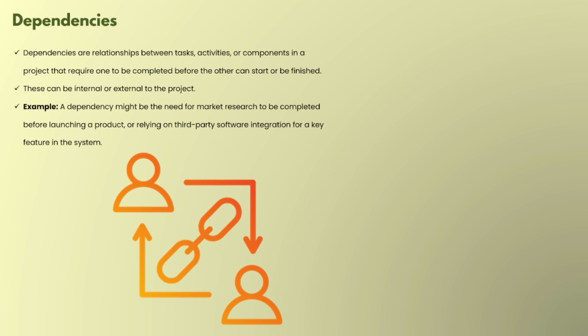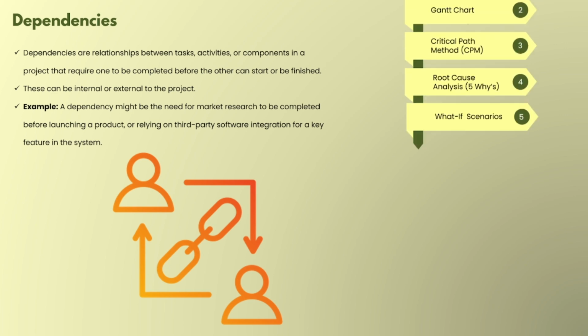A dependency might be the need for market research to be completed before launching a product, or relying on third party software integration for a key feature in the system. So let's say we can't launch our product until market research is done. That's a clear dependency we can see. Or maybe our system can't go live until some external vendor completes their part. Our product is dependent on an external vendor and they have some role to play. If their role is still pending, then we can't go live with the product. So these are typical real life examples. We can see internal and external dependencies.